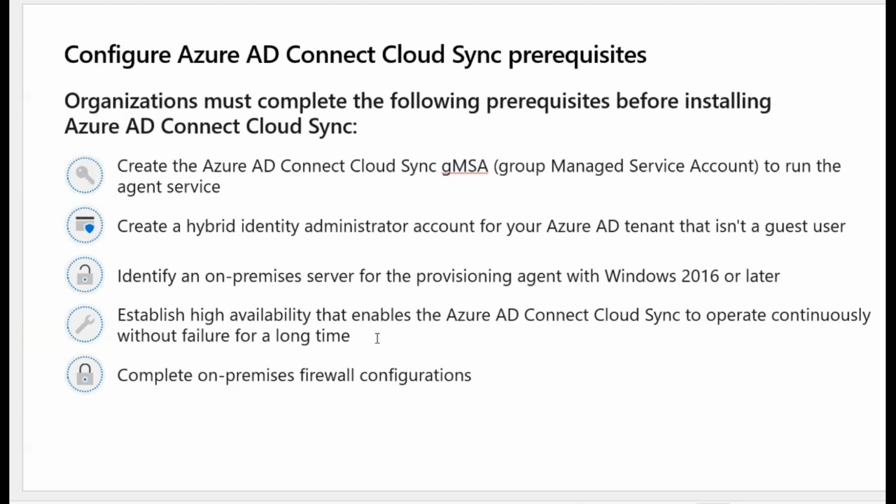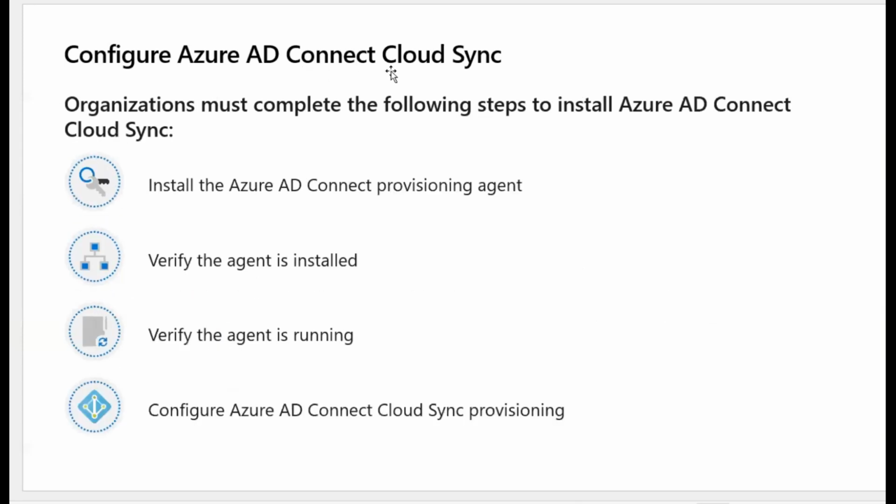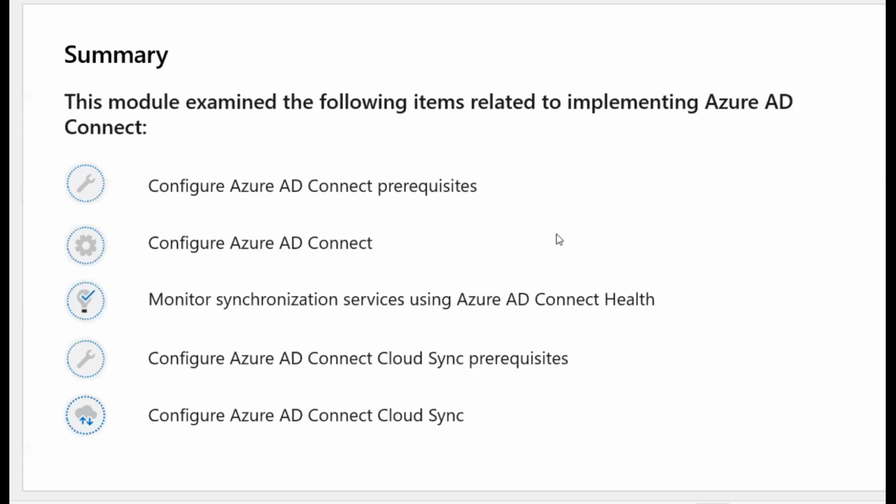Complete on-premises firewall configurations. Configure Azure AD Connect Cloud Sync. Organizations must complete the following steps to install Azure AD Connect Cloud Sync. Install the Azure AD Connect provisioning agent. Verify the agent is installed. Verify the agent is running. Configure Azure AD Connect Cloud Sync provisioning. So pretty much these are the things you have in these sections.